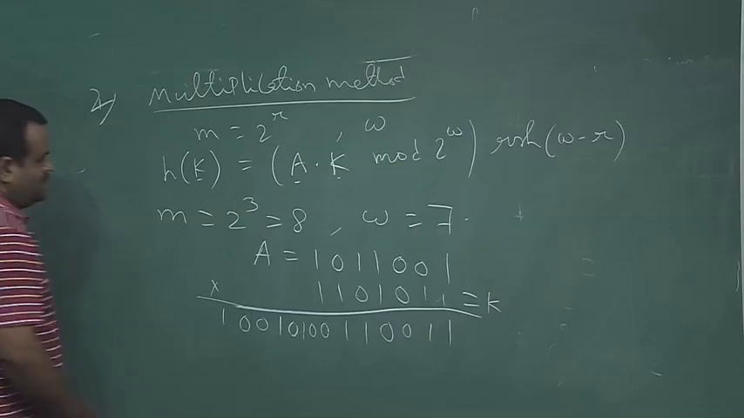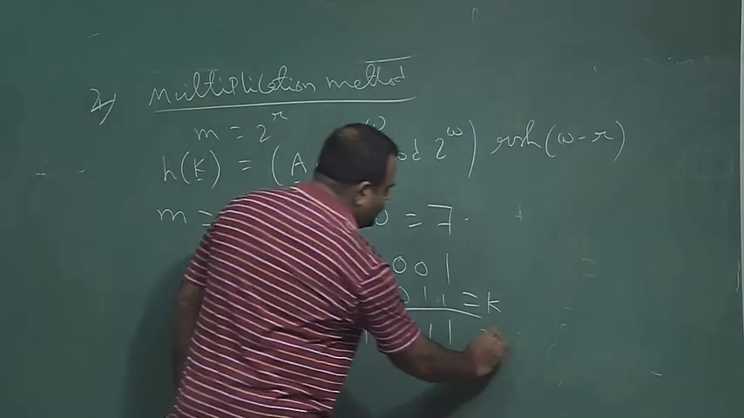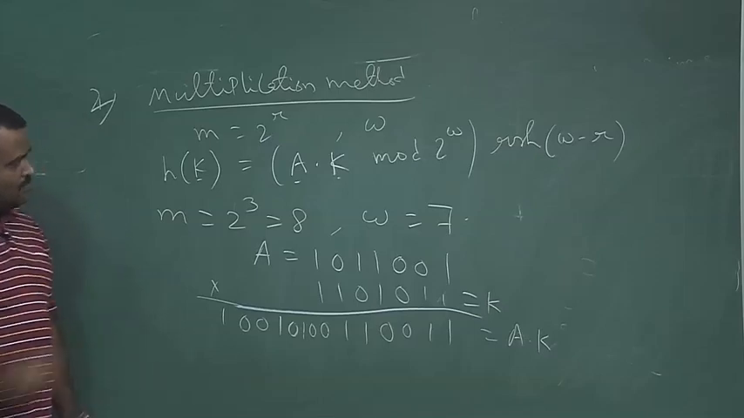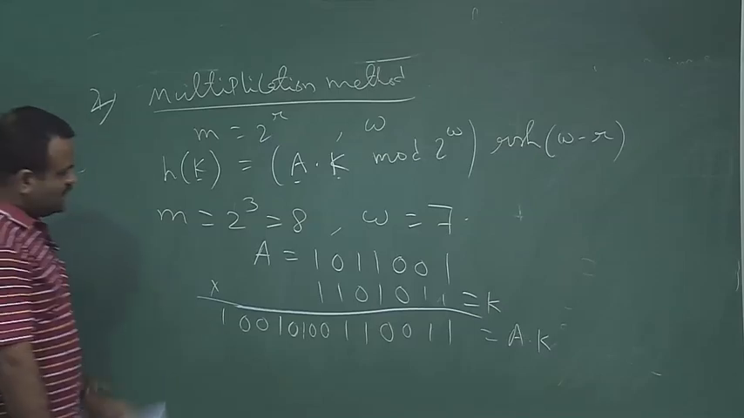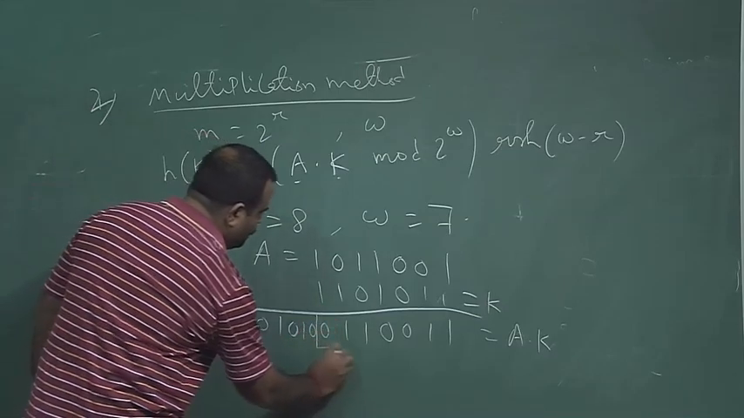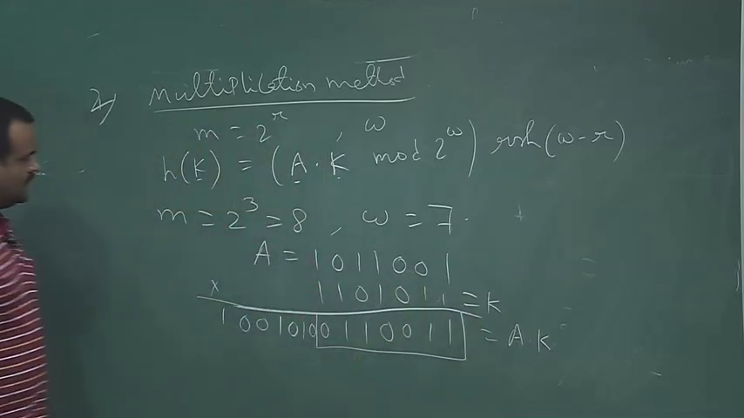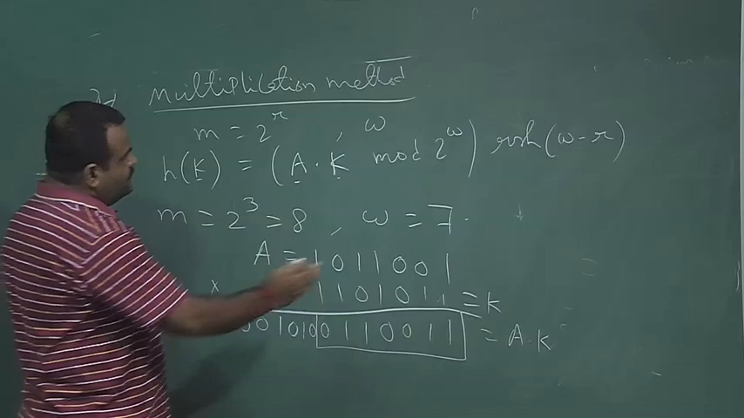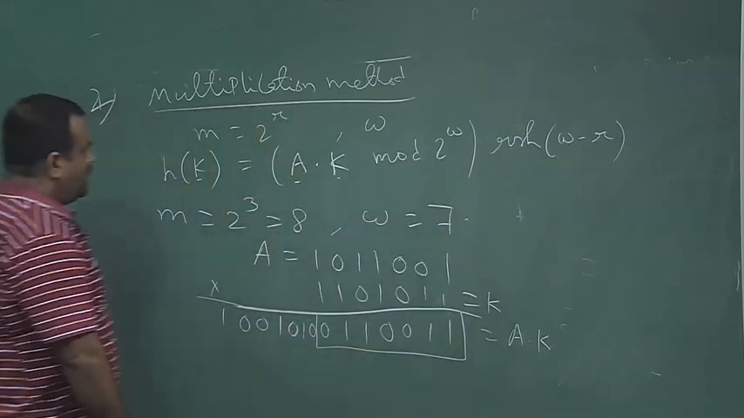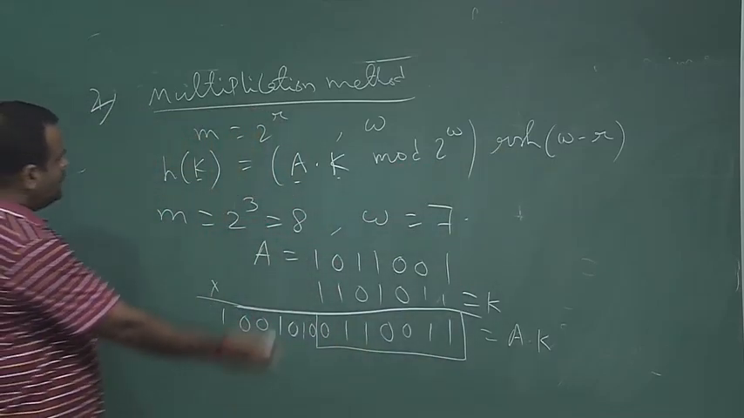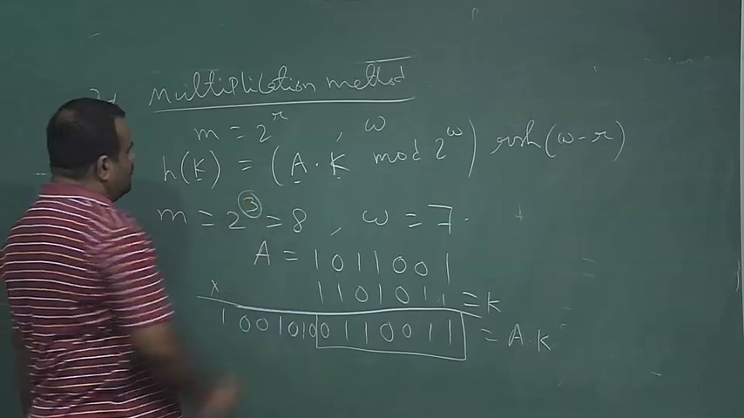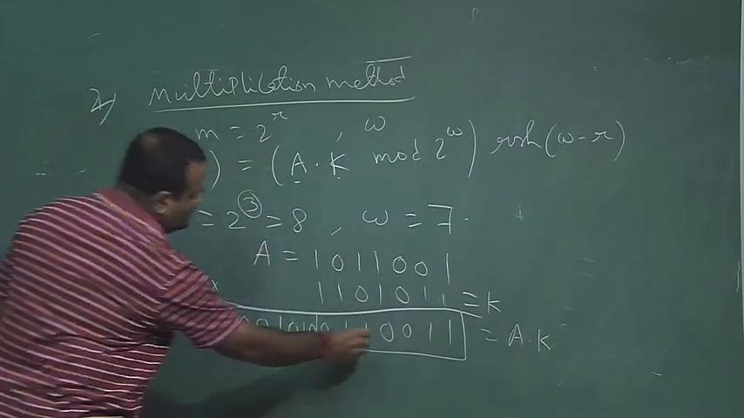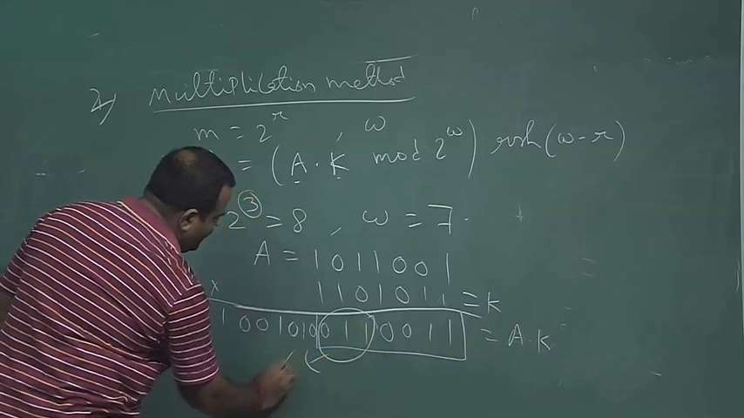So, this is the multiplication of a and k, and then we have to take the mod 2 to the power w, which basically gives us this part, and then after that we have to take the left shift of w minus r bits. So, w is 7, r is 3, this is r. So, 4 times. If we do the 4 times shifting, then this is our h of k.